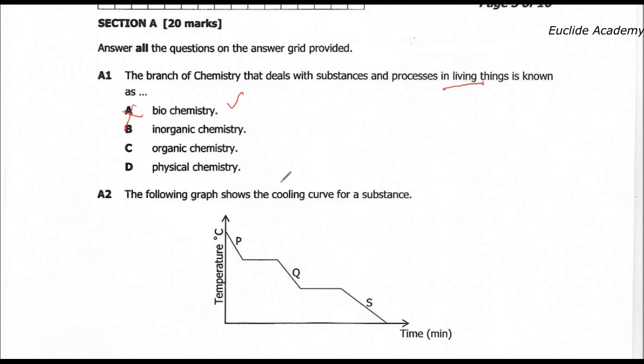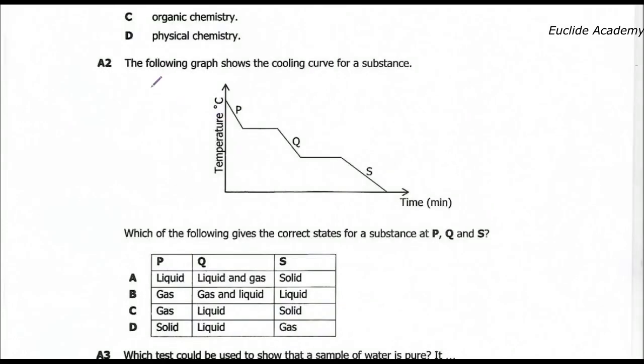And then we have question 2. The following graph shows the cooling curve for a substance. This is talking about changes of state. You've got the temperature here, you've got the time here. Which of the following gives the correct state for a substance at P, Q, and S?